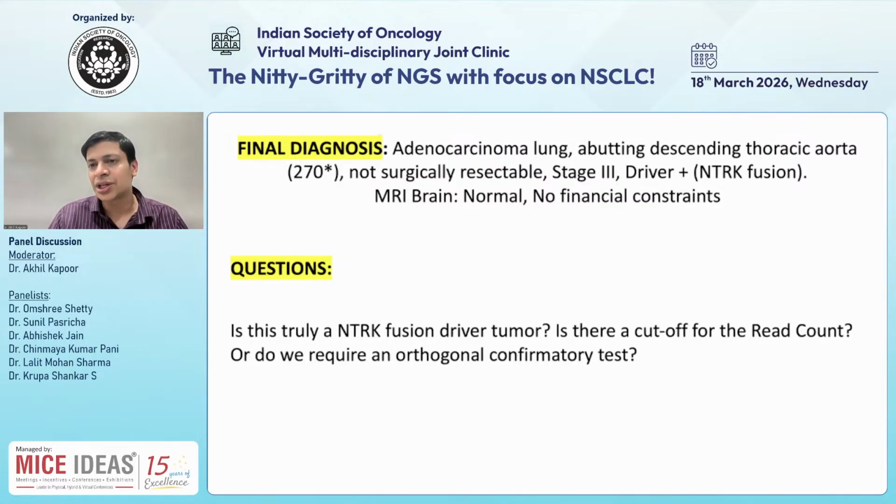Dr. Abhishek, I will request your comment as well. In such a situation, where NGS has already been done. Most of the time, if only EGFR, ALK, and PD-L1 are done, it becomes easy to select. But if NGS has been done and you get an uncommon mutation or fusion, how do you integrate that into your practice? Dr. Abhishek, requesting your comment.